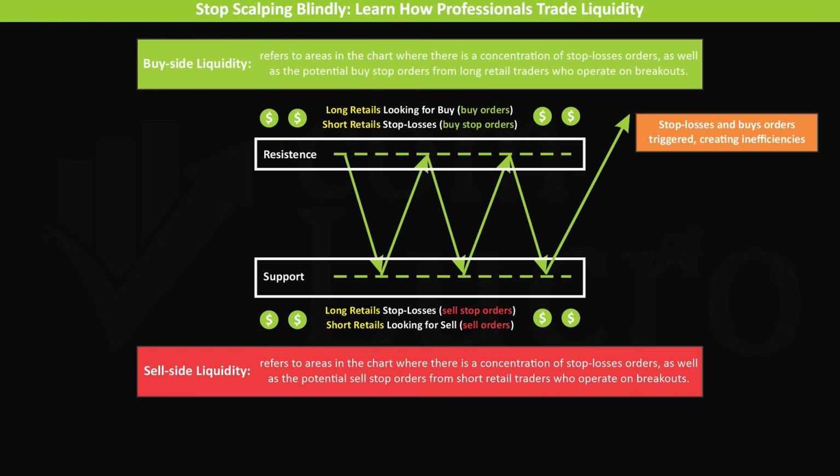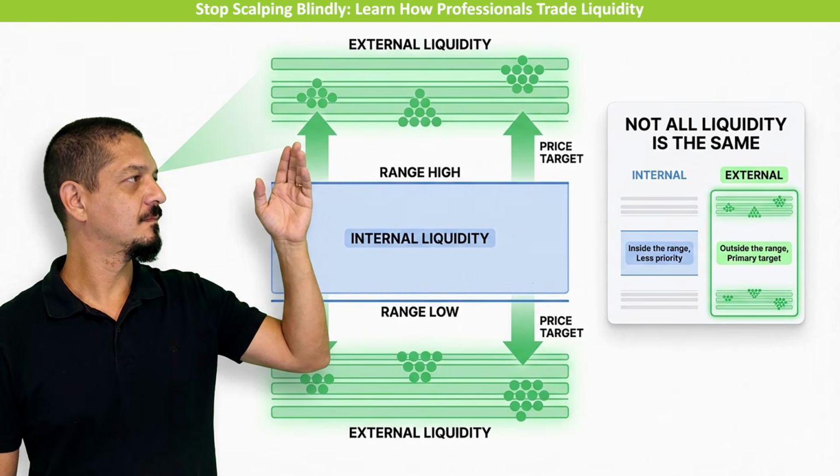Understanding where these concentrations form allows traders to better interpret price movement and anticipate how the market may react when those areas are reached. In simple terms, the market moves from one area of liquidity to another, driven by orders being triggered and absorbed. By understanding buy-side and sell-side liquidity, you begin to see the market as an interaction between buyers and sellers. And once you understand how that liquidity forms, the next step is to see how it is structured within the market. Because not all liquidity is the same.